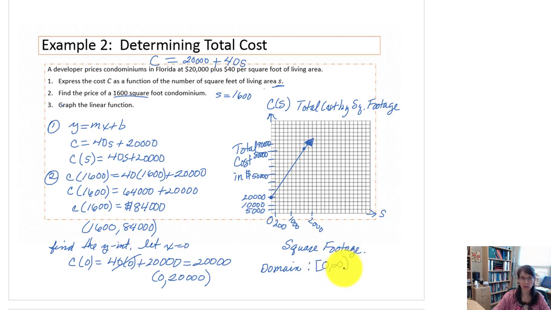So from 0 to infinity for domain, and the range, those are the output values. That's total cost. So the smallest cost is the 20,000. And going up, again, we have an arrow, so there's no limit to how much one could spend on these condominiums. So 20,000 to infinity would be the range.